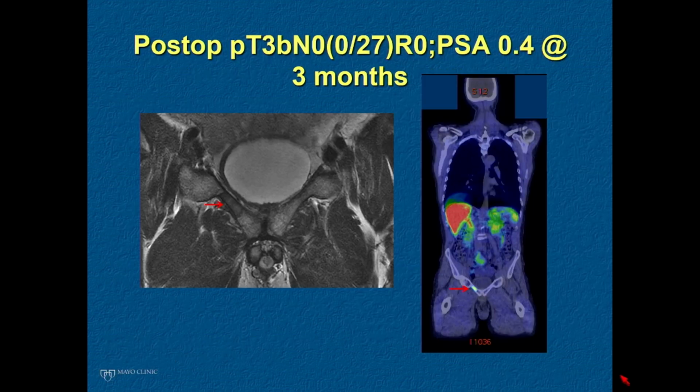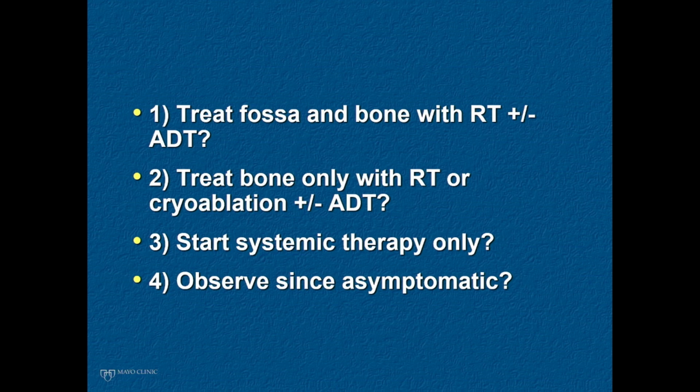Okay, so this is a patient I operated on well over 10 years ago. At surgery, he had a T3B, 0 of 27 nodes, negative margin, and his first PSA post-op was 0.4. And here, this is an MRI, and this is actually a choline PET scan. You can see here an oligometastatic recurrence only in the iliac bone. So one question that I would have is, how would we treat this?